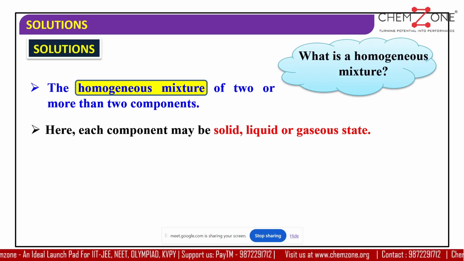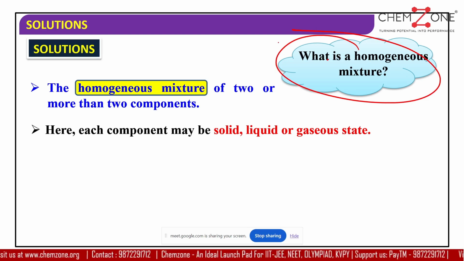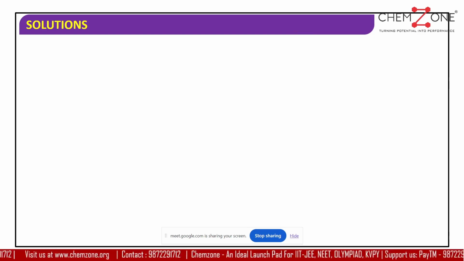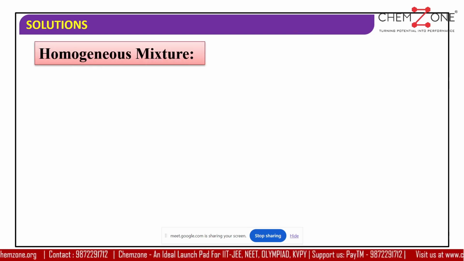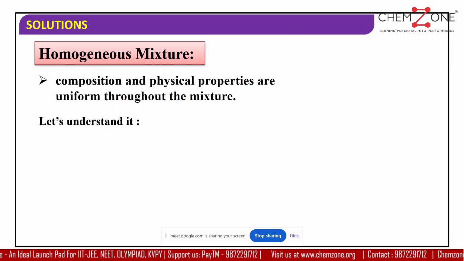So what do you mean by the word homogeneous mixture? Can you tell me? What is meant by the word homogeneous mixture? Sir, a mixture having two or more substances and with definite concentration, which may vary. Homogeneous mixture means the solute is completely dissolved, right? And the concentration, temperature, pressure, physical properties are uniform throughout the mixture.